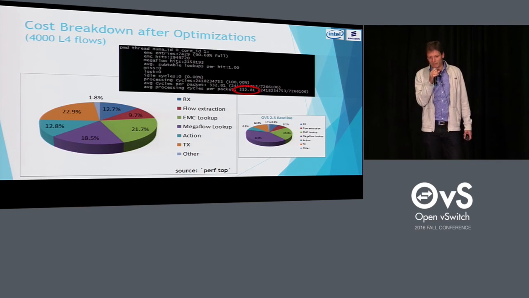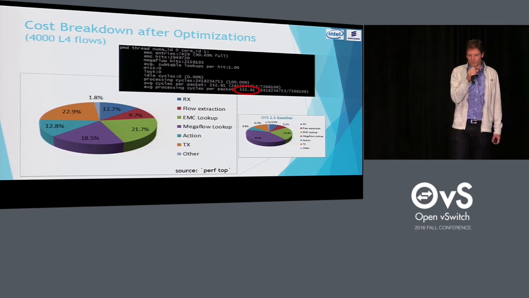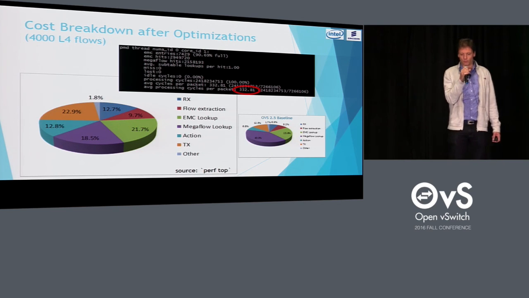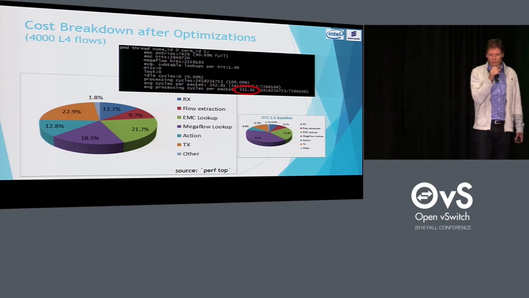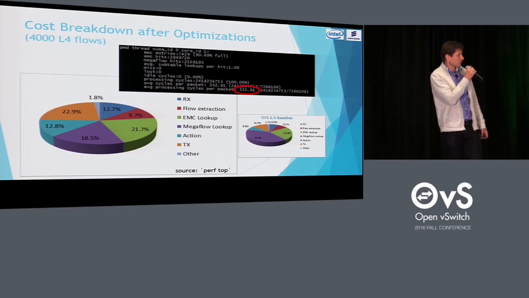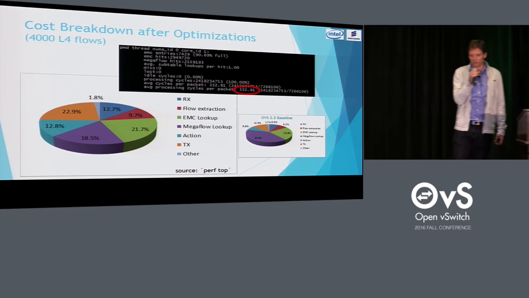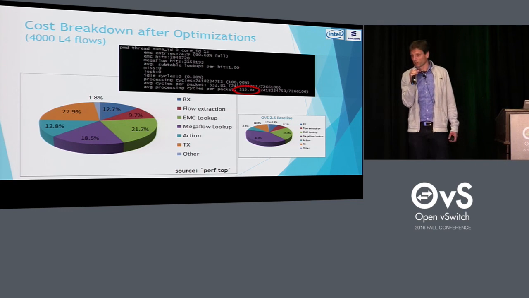The cost breakdown, as you can see now, is much more even. The total cost of lookup has gone down to 50% instead of 70% as we had before. The total cost per packet has gone from 740 to 332 cycles. So the lookup optimizations have been fairly effective. Now the biggest chunk is the transmit, and it's mainly transmit to vHost user. So the transmit on the vHost user interface is one of the bottleneck areas, and that's something that we will probably address in further work.